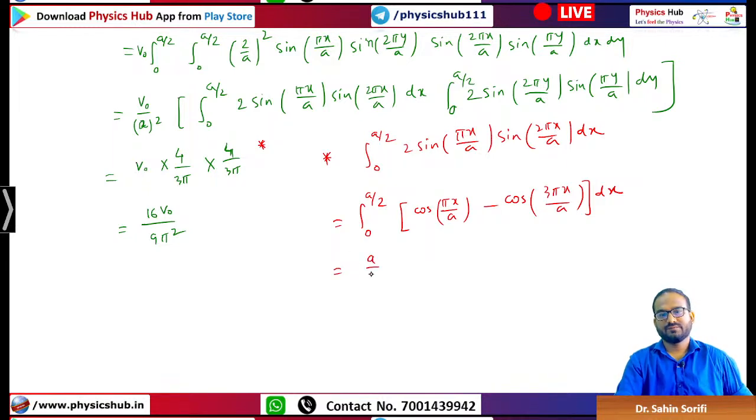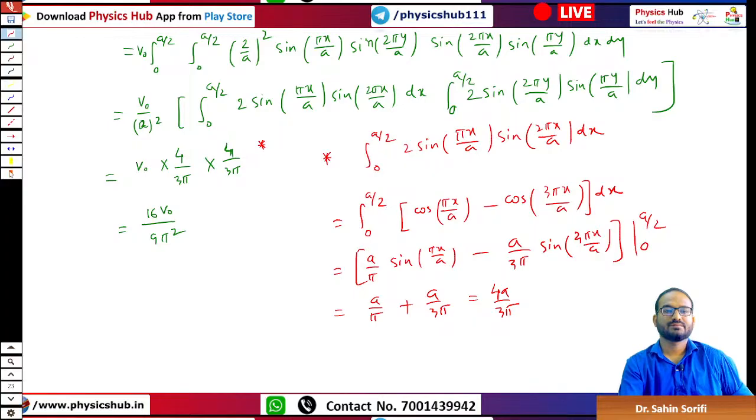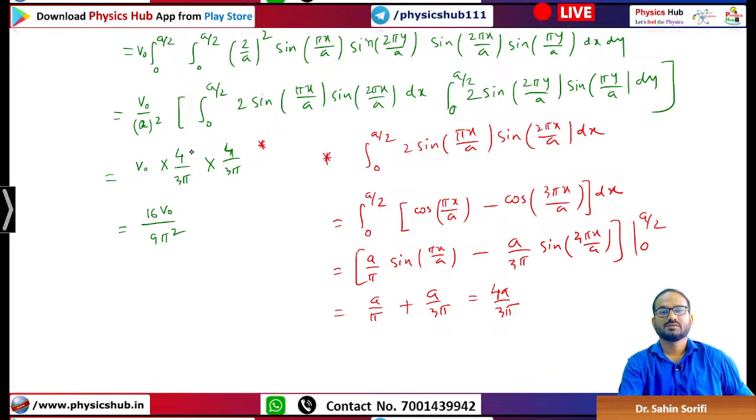so you will get the first integration a by pi sin pi x by a minus a by 3 pi sin 3 pi x by a. The integration limits are 0 to a by 2. Now if you put a by 2, you get a by pi plus a by 3 pi, and x equal to 0 gives you 0. So this is 3a by pi plus a by 3 pi, so 4a by 3 pi. So 4a by 3 pi, 4a by 3 pi, this gives a square. So that is why 16 V naught by 9 pi square.